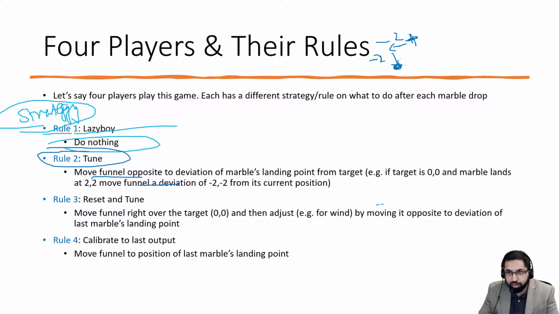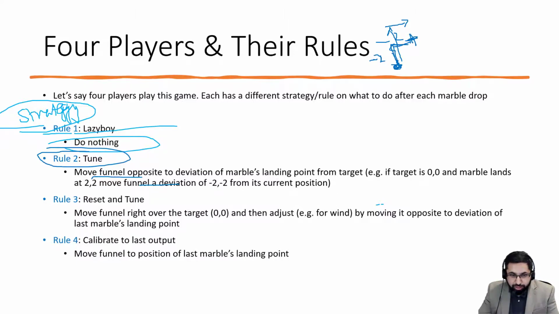The marble was below the target, so you move your funnel upwards 2 units, and the marble was to the left of the target, so you move the funnel to the right of the target 2 units. So whatever the offset of the marble from the target, you move the funnel in the opposite offset so that the next marble will hopefully land right on top of the target.